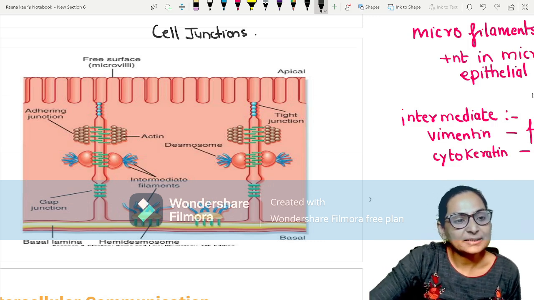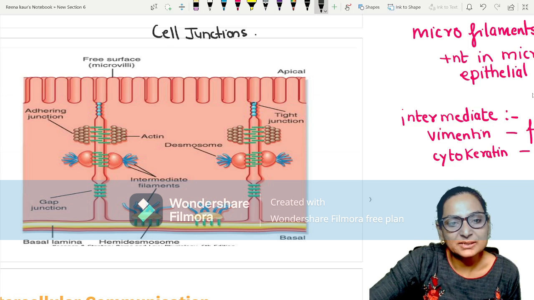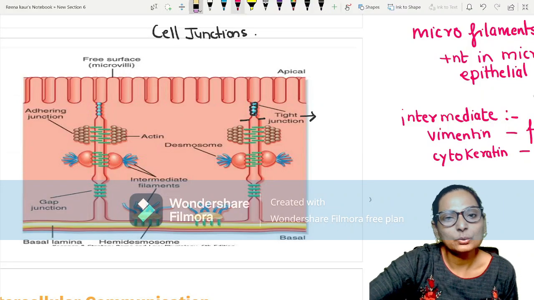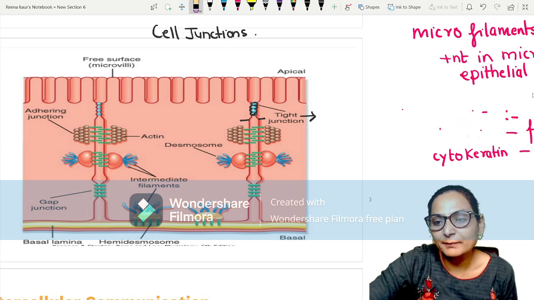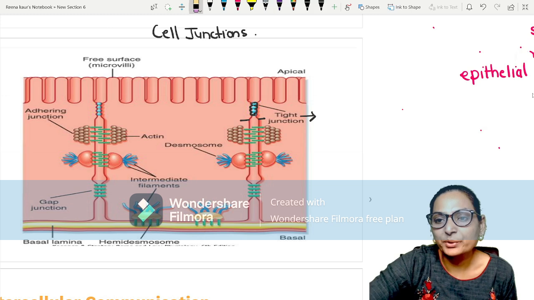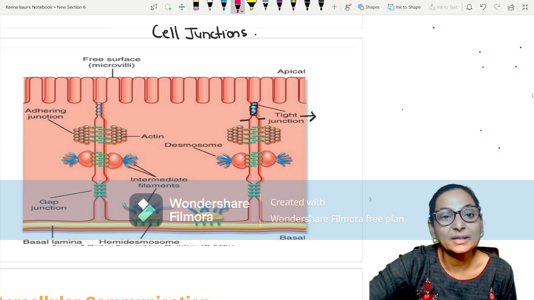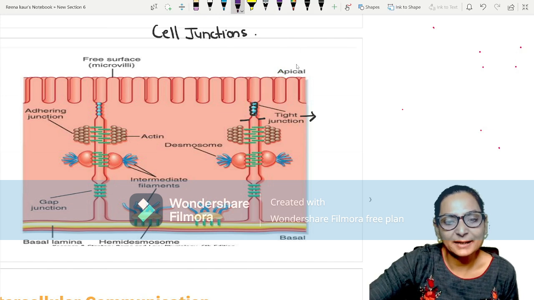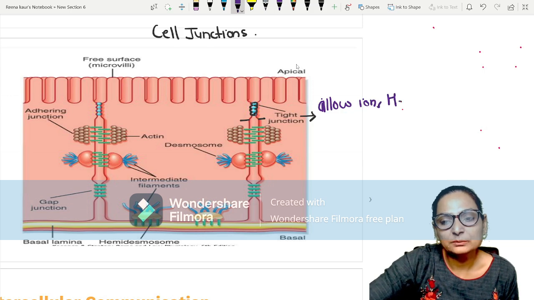First, you can see these are the tight junctions. There are two cells, this is one cell, this is another cell, and these tight junctions are holding these two cells. Although called tight, remember that they allow substances to be transported across them, but not big substances, only ions and water to pass through.